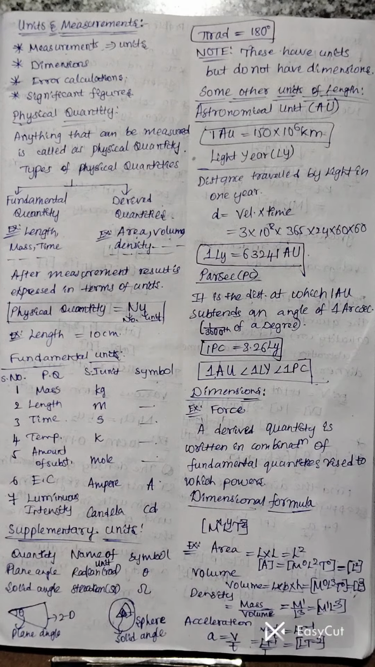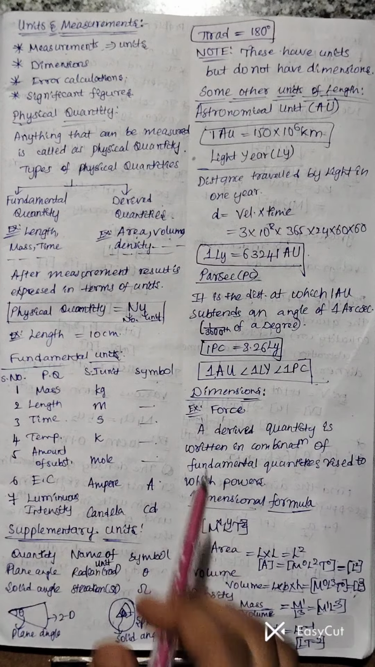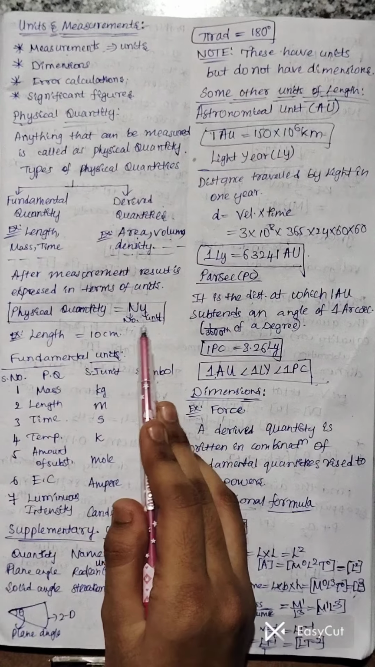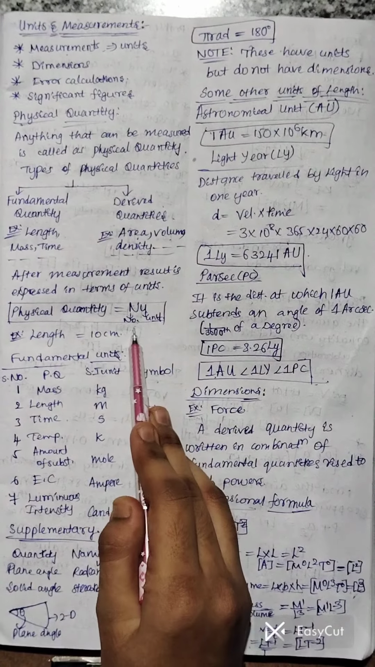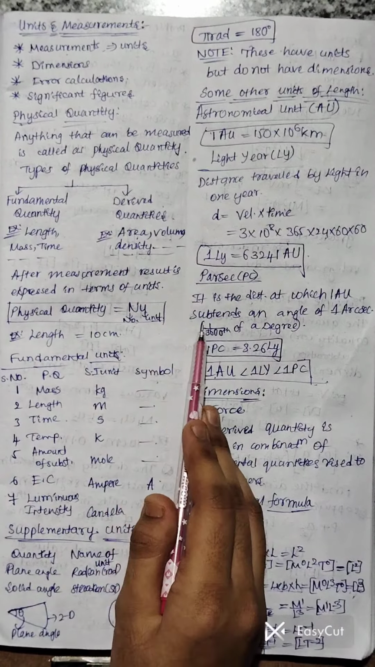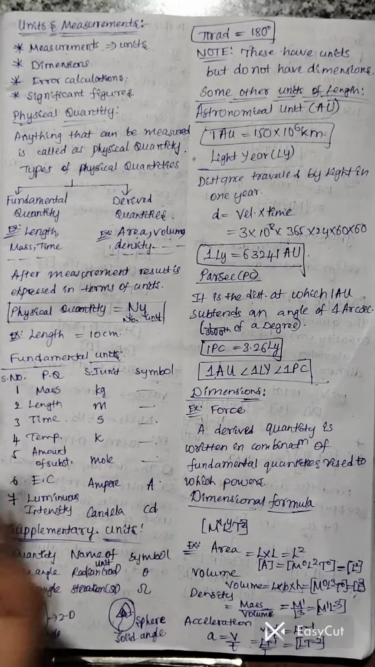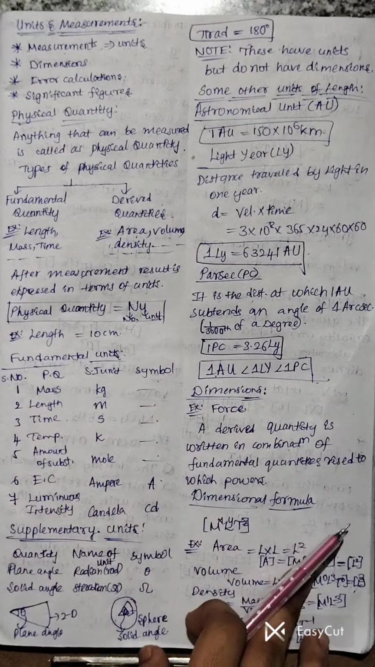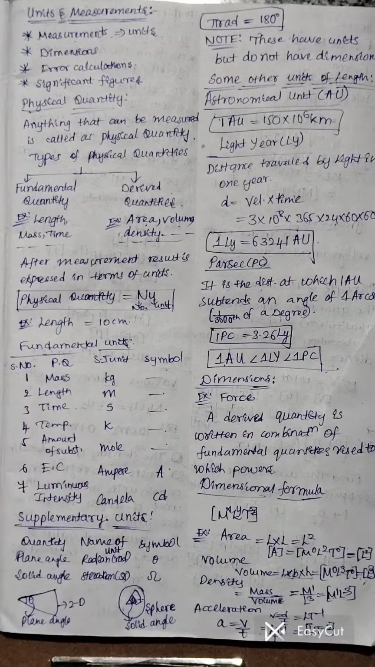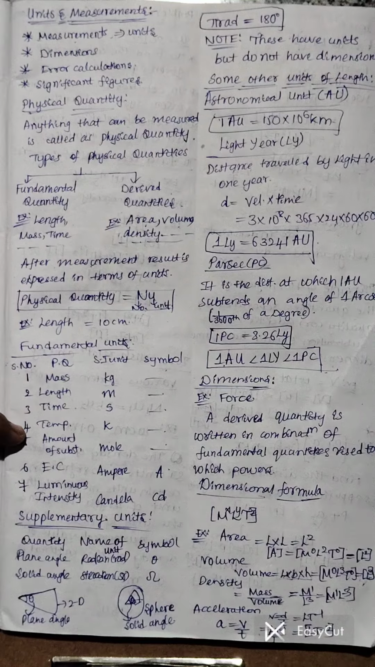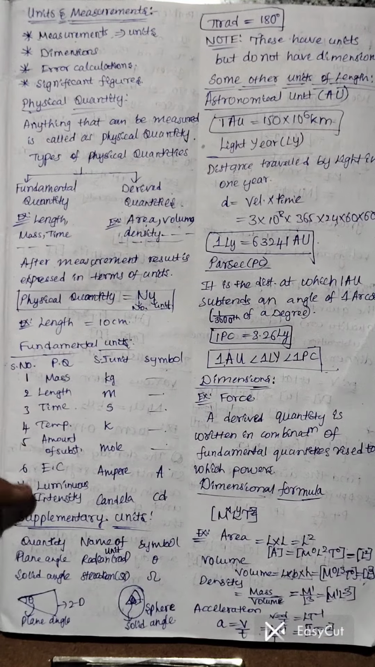So a physical quantity should be represented in terms of number and unit, that is NU. Here N represents the number and U represents the unit. For example, length equals 10 centimeter, time 2 seconds, like that. And now coming to fundamental units, there are 7 fundamental units. These are mass, length, time, temperature, amount of substance, electric current, and luminous intensity.